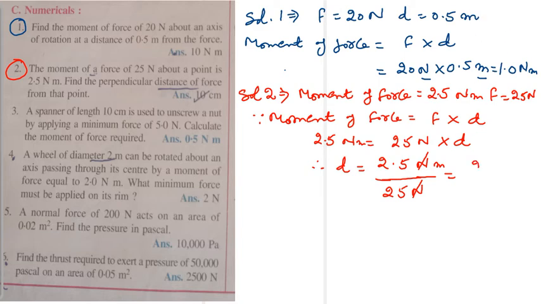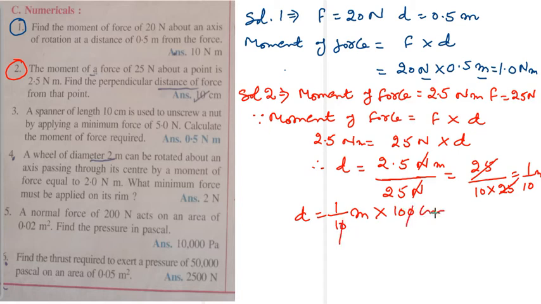So this would become 25 upon 10 into 25. So this would come out to be 1 upon 10 meter, right? So D equal to 1 upon 10 meter. If we convert it into centimeter, then the answer would be 10 centimeter. Right, students, now we will move on to question 3.